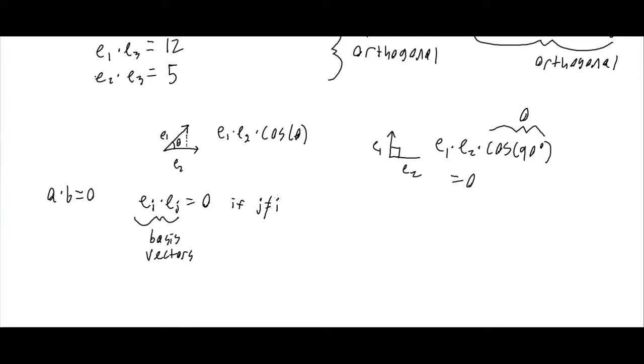We can even add further structure and say that e_i dot e_j equals one if i does equal j, and this would be called orthonormal. But I'm not going to get into that so much in this video. What I wanted to get to was this idea of an orthogonal basis of a vector space, and then that will allow us to get to this idea of a function being orthogonal.